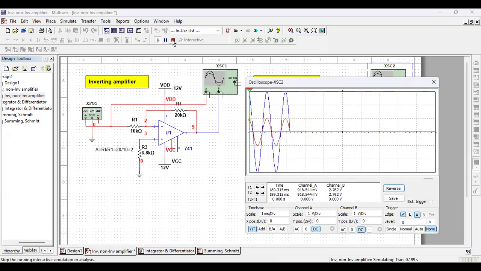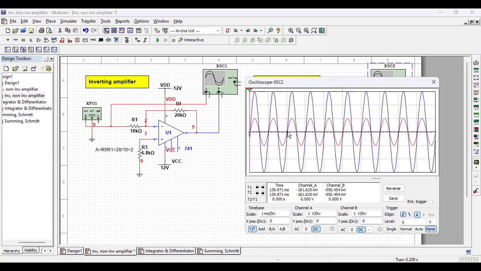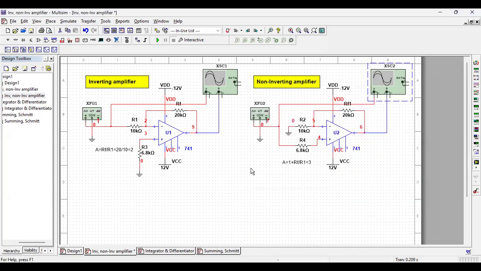So this is how it works. Here, you see the input red one and output blue one are in phase because this is non-inverting. The input was 1 plus 1, 2 divisions peak to peak. Output is 3 plus 3, 6 divisions. So there is a gain of 3. So this is so simple, to make an inverting or non-inverting amplifier with the help of an op-amp.